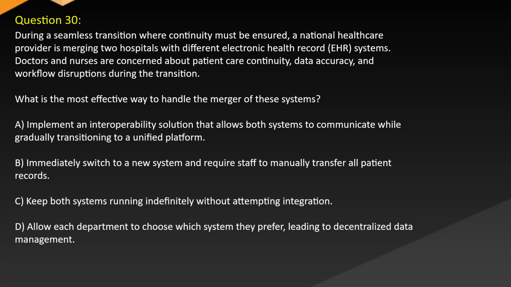Question 30. During a seamless transition where continuity must be ensured, a national healthcare provider is merging two hospitals with different electronic health record systems. Doctors and nurses are concerned about patient care continuity, data accuracy, and workflow disruptions during the transition. What is the most effective way to handle the merger of these systems? A. Implement an interoperability solution that allows both systems to communicate while gradually transitioning to a unified platform. B. Immediately switch to a new system and require staff to manually transfer all patient records. C. Keep both systems running indefinitely without attempting integration. D. Allow each department to choose which system they prefer, leading to decentralized data management.